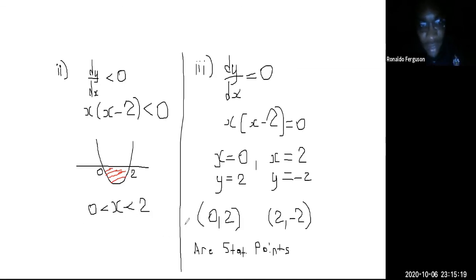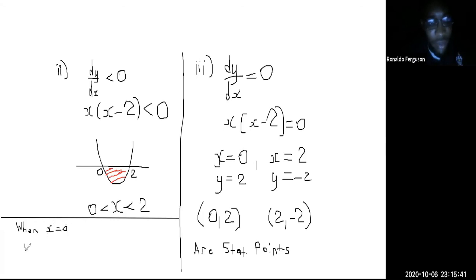Right, so let's look at, let me make another line right here. So let's evaluate the second derivative when x is 0. When x equals 0, the second derivative, y prime prime, is equal to 6x minus 6. So it is 6 times x, which is 0, minus 6, which is what? Minus 6. Negative 6, which is less than 0.